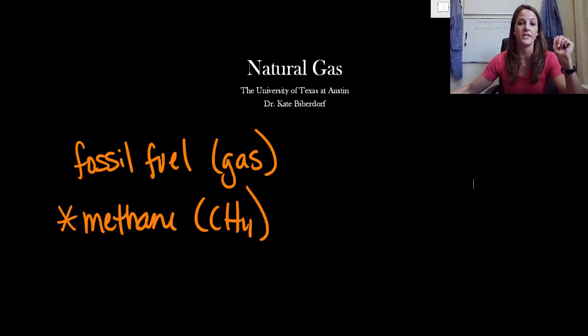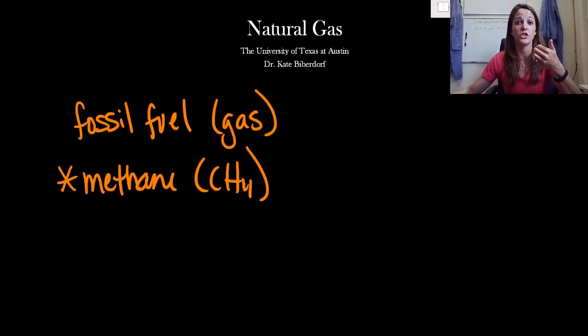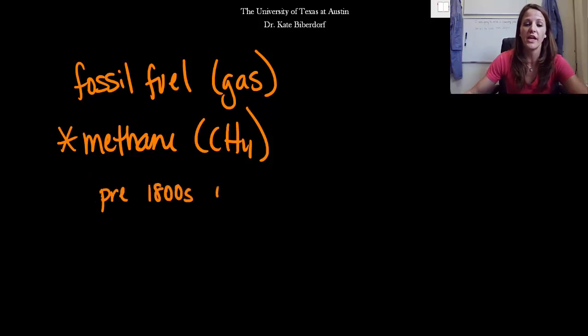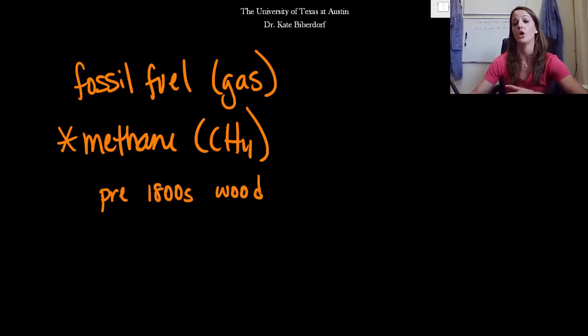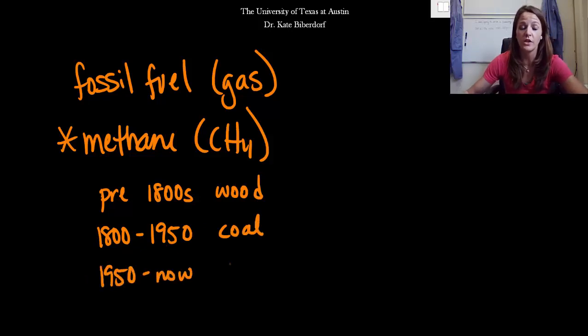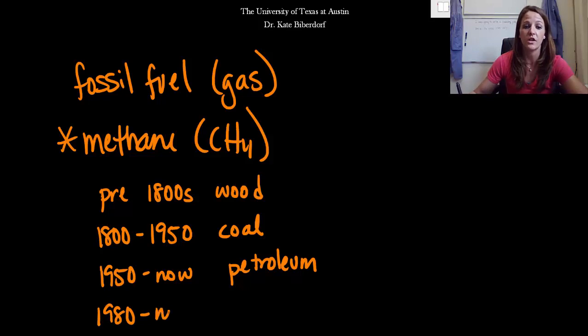So let's look at the history of using a number of different energy sources here on this planet. Before the 1800s, and this is a review, we primarily used wood as our main source of energy. From the years 1800 to about 1950, we switched to coal. After that, from 1950 to now, we primarily use petroleum. But what's really interesting is in the year 1980, we actually started using natural gas.